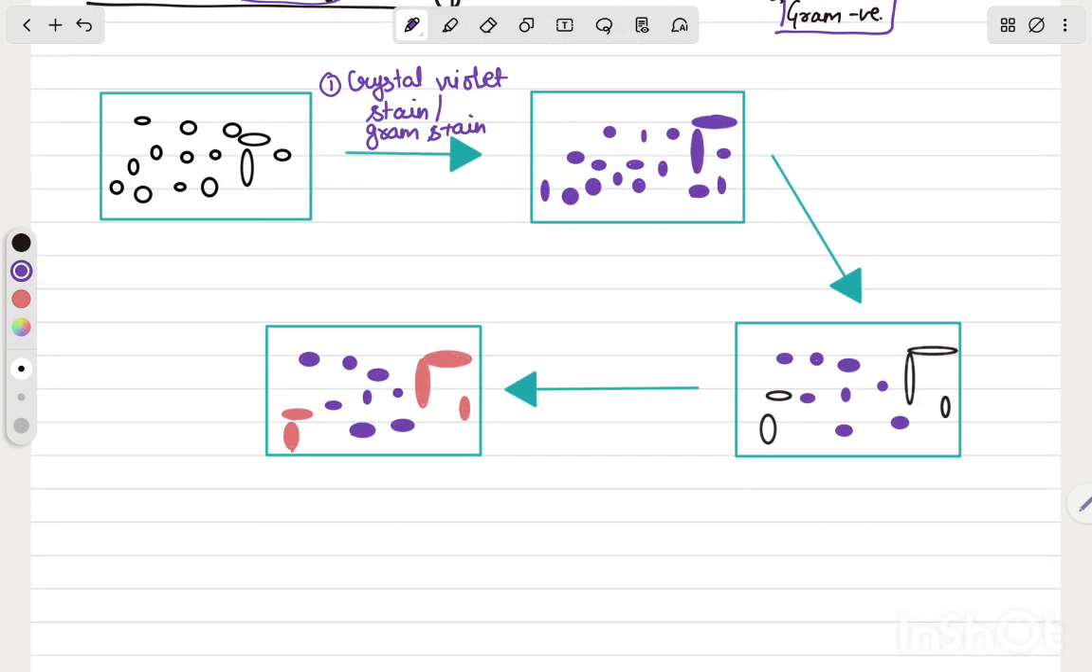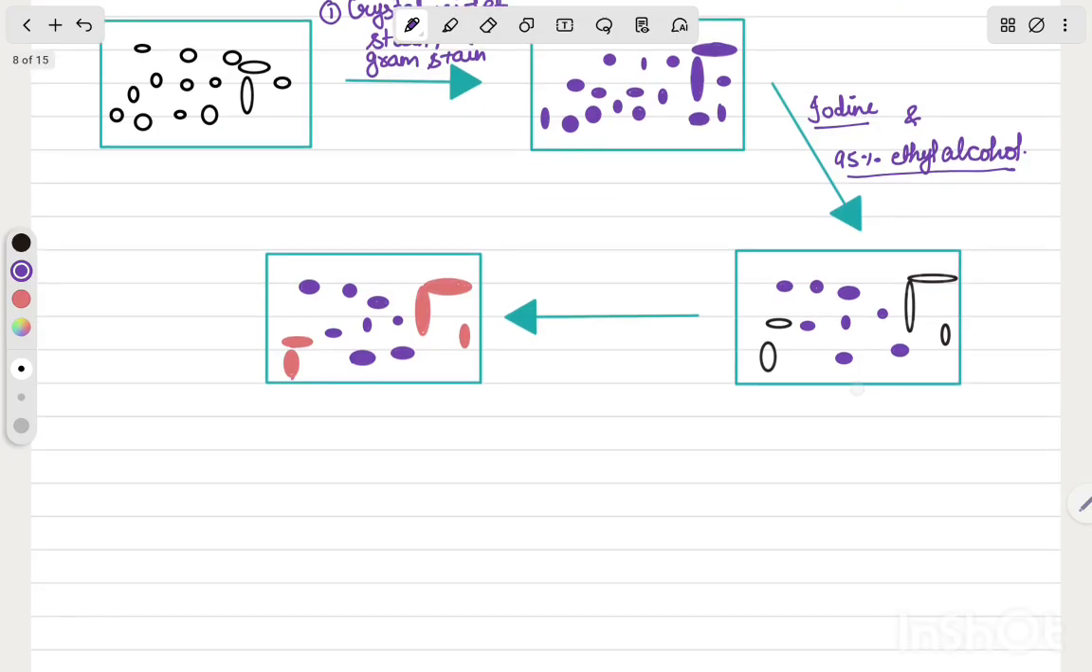In the second step, we are putting iodine and 95% ethyl alcohol. After putting iodine and ethyl alcohol, a few colonies will attain the color, that is the purple colony, and the other colonies will not attain the color.